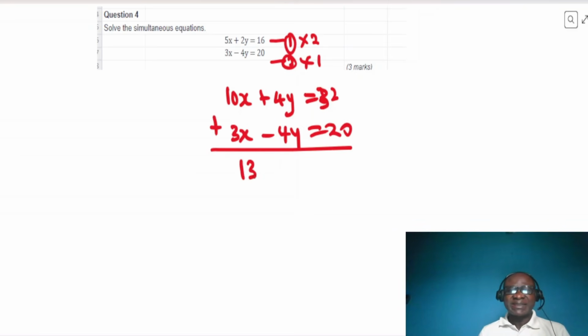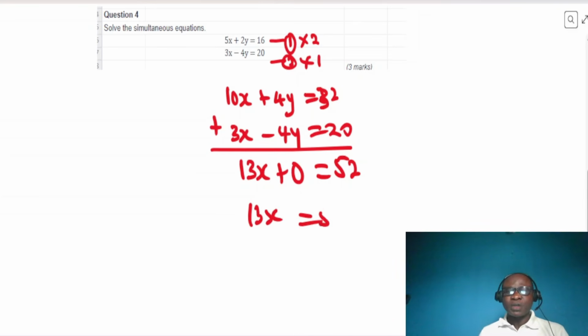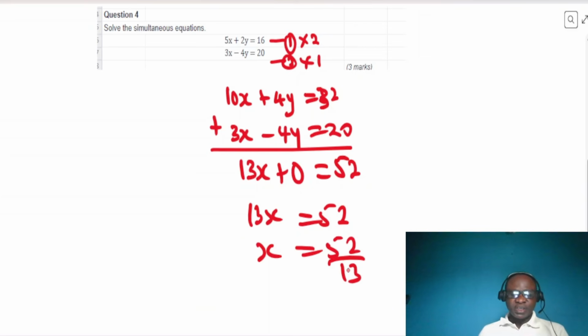That will give me here 13x. This one will give me 0, that is plus 4y minus 4y. And this place is going to give me 52. Mona, can you hear me properly? Yeah. Therefore, I got now 13x equal to 52, and x is equal to 52 divided by 13. And when I divide 52 by 13, what is it going to give me? It is going to give me 4.